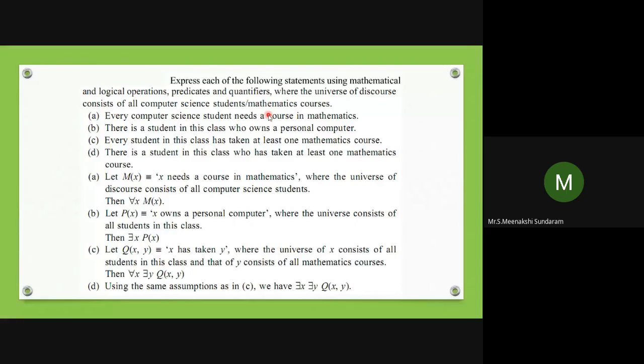Okay. So let M of X: X needs a course in mathematics, where the universe of discourse consists of all computer science students. If X is a computer science student, X needs a mathematics course. M of X meaning X needs a mathematics course. For all X, M of X. X needs a mathematics course.